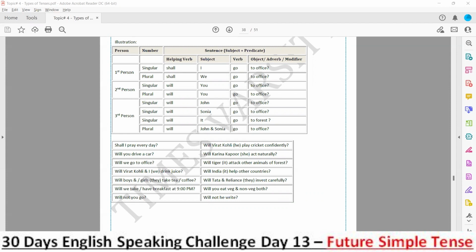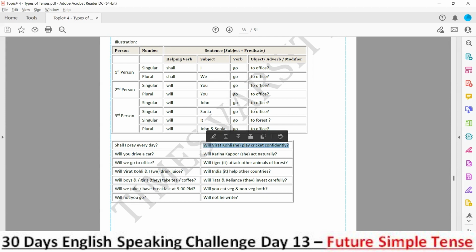And if it is negative? No, Virat Kohli will not play cricket confidently. So as we know, the answer to a simple question may be affirmative or negative, and affirmative starts with yes, negative starts with no. This is what we have.